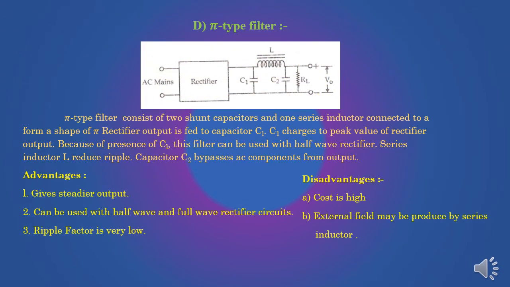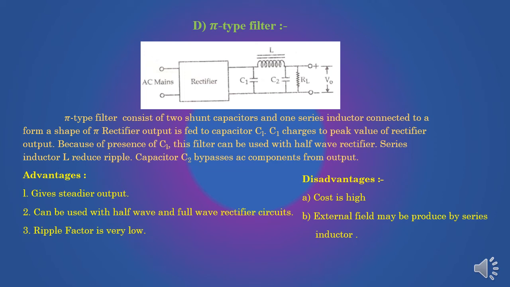Next is the pi-type filter. From the figure, in the pi-type filter, there are two capacitors C1 and C2 connected in parallel, and an inductor of inductance L is connected in series, and the output of the rectifier is fed to C1.